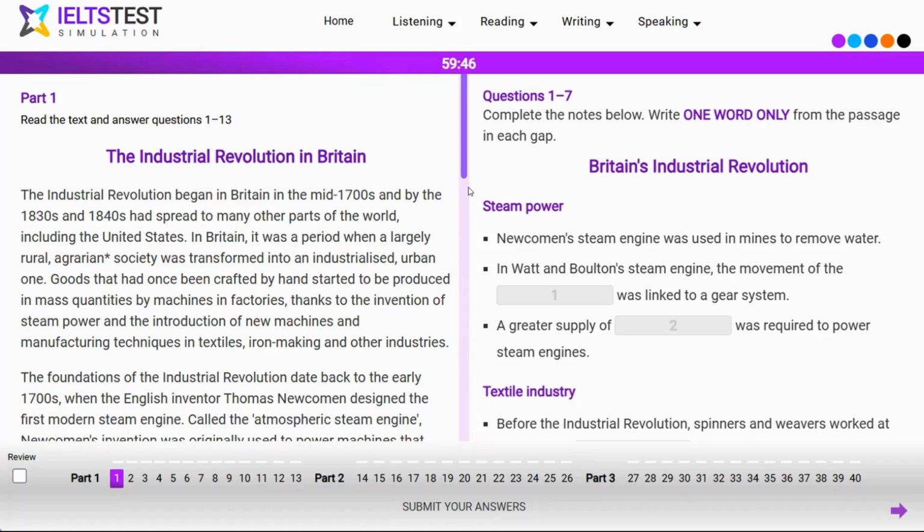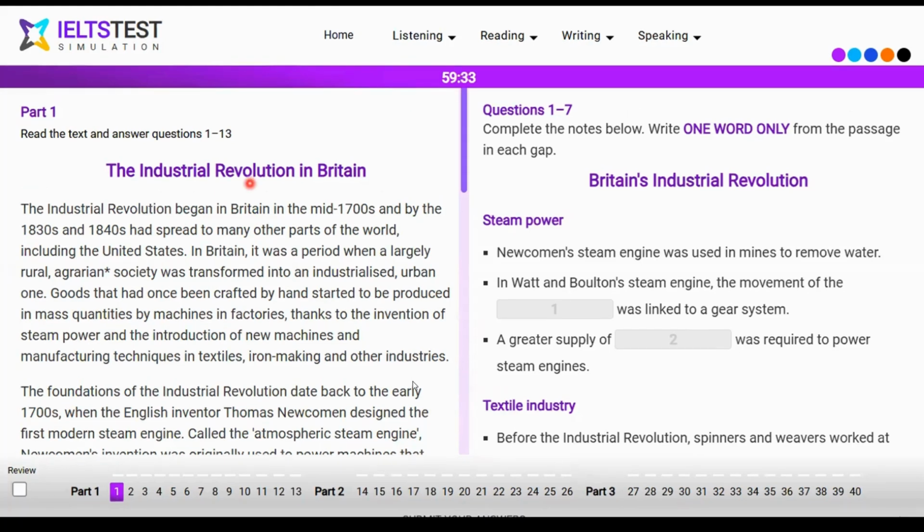Okay? I usually like to start with the questions. I start with the question and highlight some keywords, and then I go to the passage and look for those keywords. So, look at it here. The first question says, Britain's Industrial Revolution, steam power. Newcomen steam engine was used in mines to remove water. So a keyword for me here is Newcomen. Then the next one says Watt and Boulton steam engine. Watt and Boulton are keywords for me here.